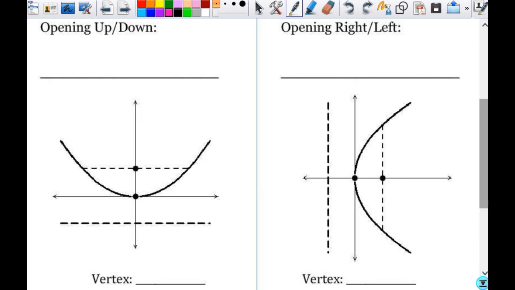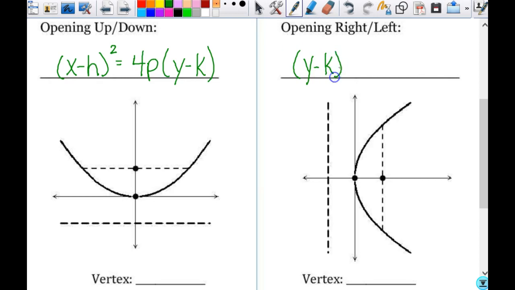All right, so if it opens up or down, our standard form equation then, what is going to be squared if it's opening up or down, x or y? X. Okay, so we get x minus what? H squared, and that equals what? 4p, good, times y minus k. Okay. If it's opening right or left, that means y is squared, so that'd be y minus k, because k still goes with y, and that's equal to 4p times x minus h. Okay, that should be old business. We should know that, but it doesn't hurt to write it down and think about it. Think about what's really happening here.